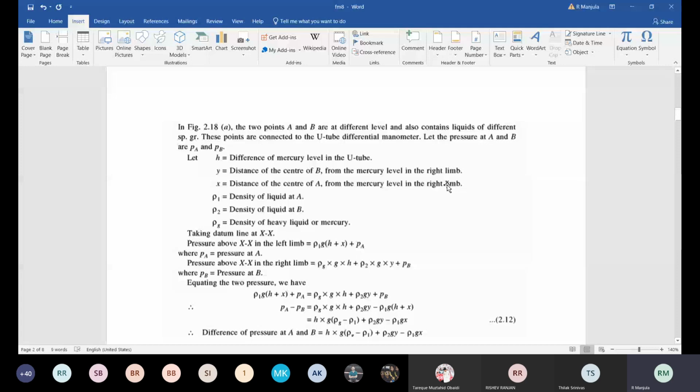And ρ1 is the density of liquid A. ρ2 is the density of liquid B. And ρg is the density of a heavy liquid, usually taken as mercury. And you are considering the datum line XX.